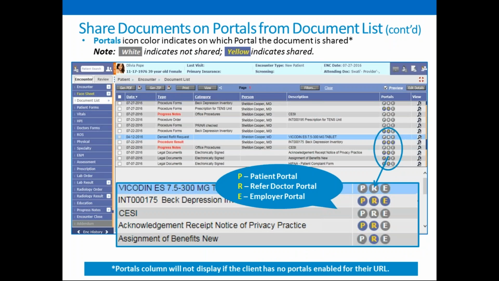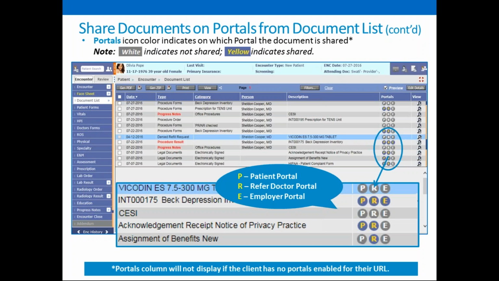Now when you are going to share it, once you click that on or off switch, then this new column called portals with these little letters will, by color coding, let you know whether that document is shared or not. Now the capital letter represents the portal. P for patient portal, R for referring doctor portal, E for employer portal. The color coding represents whether or not that document is visible on that portal. So if it is a white letter in a gray circle, that document is not visible on the portal. It has not been shared.